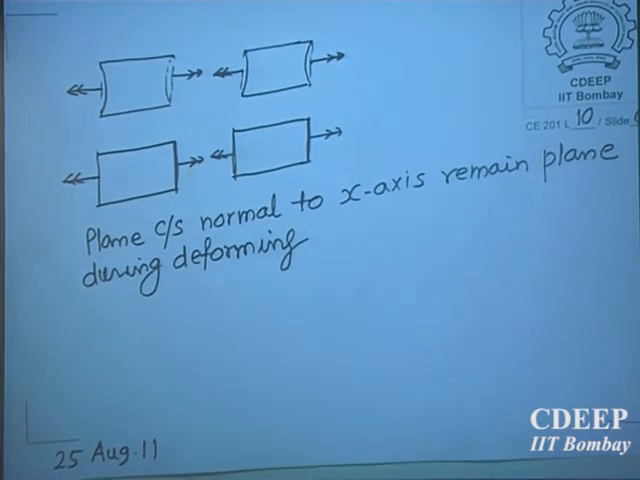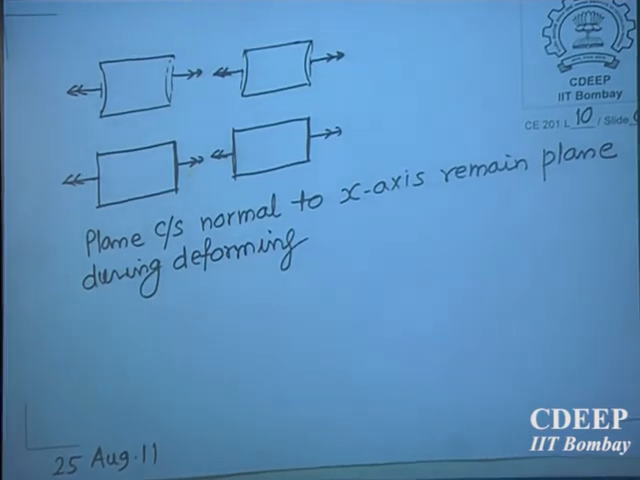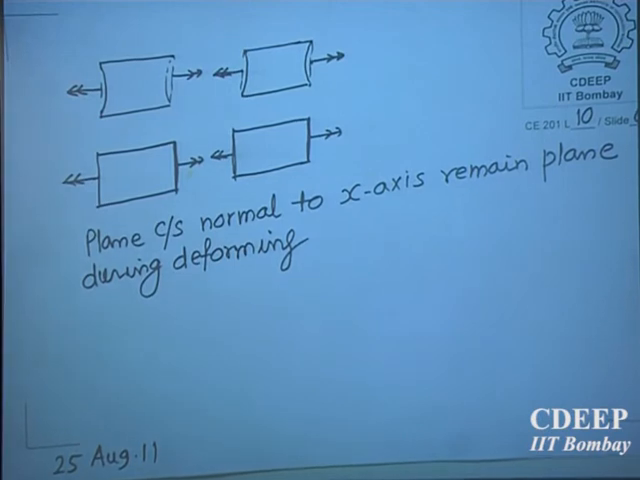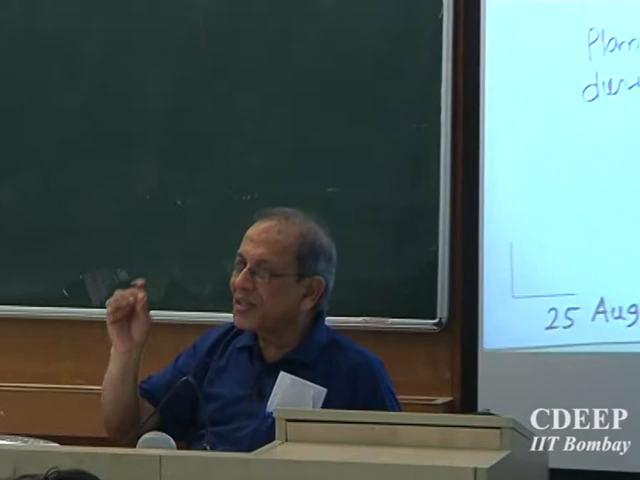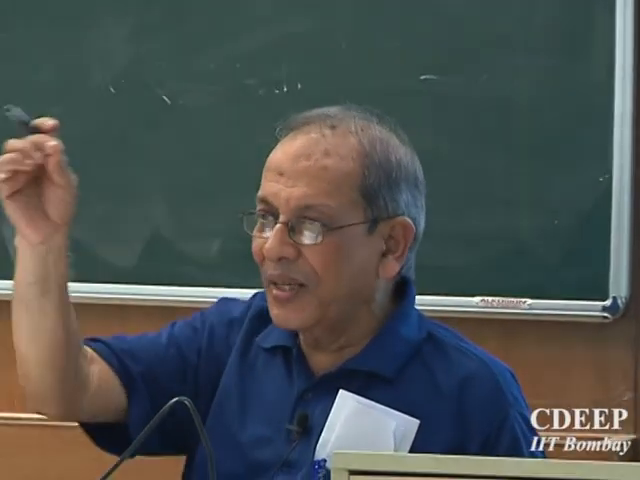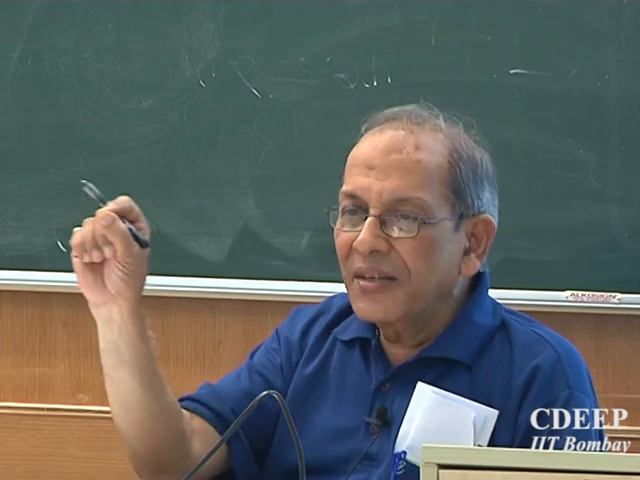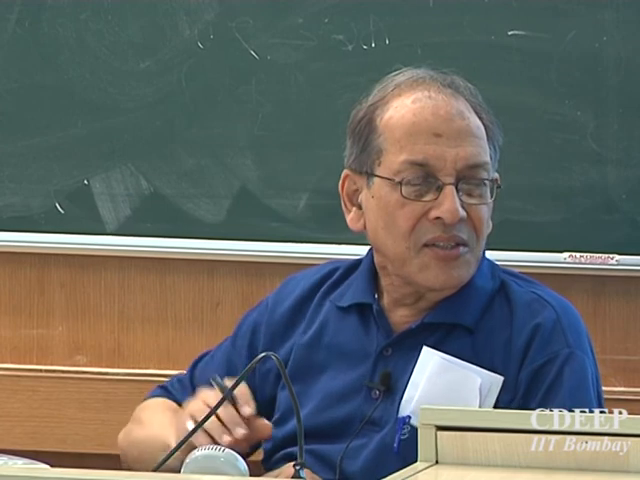So, this is a very important assumption. This is realization, that every plane cross section will remain plane. That means all the particles in the plane will move only in the plane when a torque is applied. Particles will not move along the x axis. Is it clear or not?